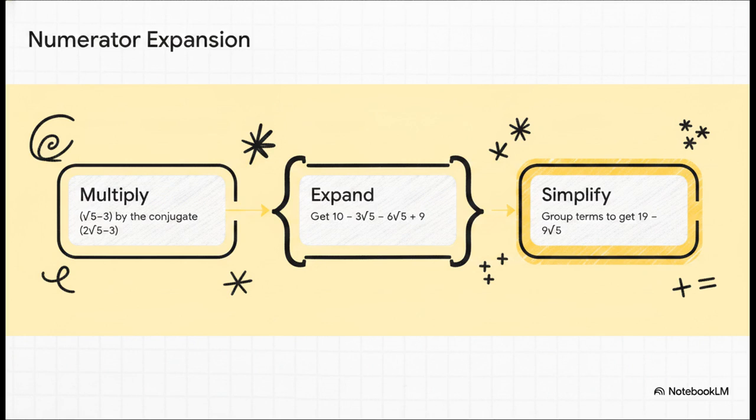10 plus 9 is 19. −3√5 minus 6√5 gives us −9√5. So our clean numerator is 19 − 9√5.